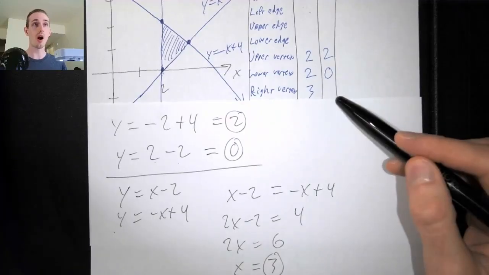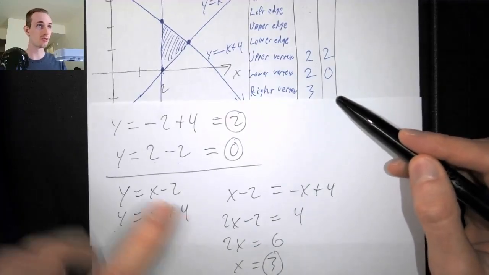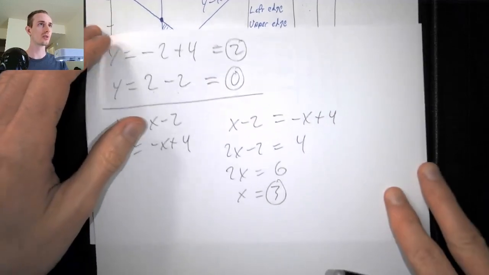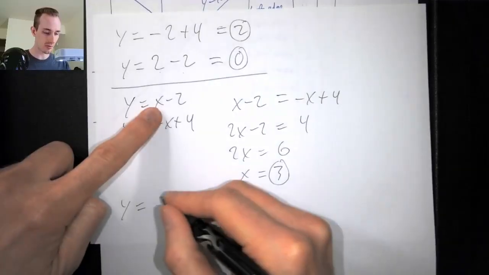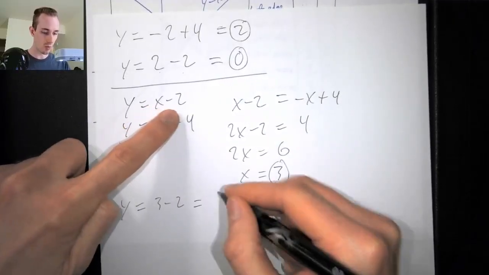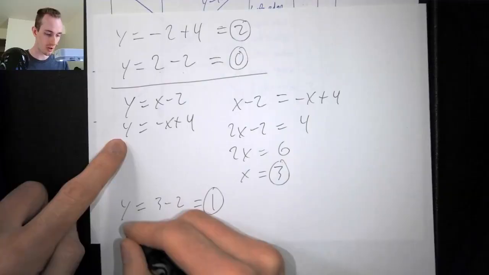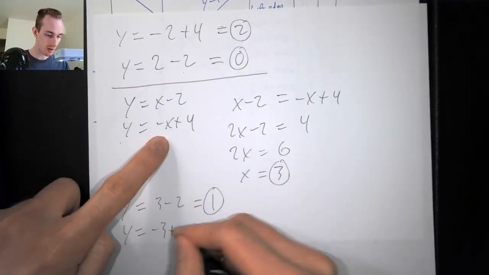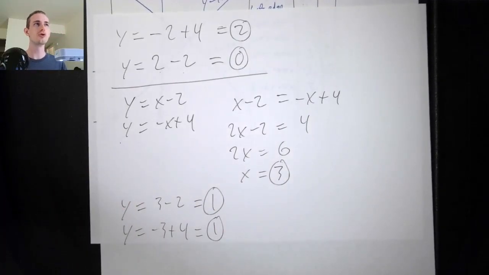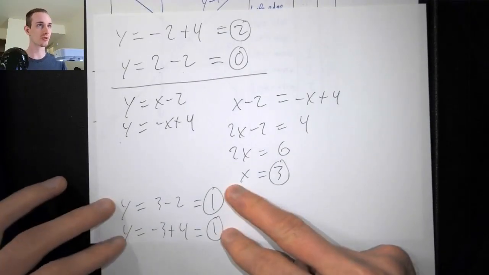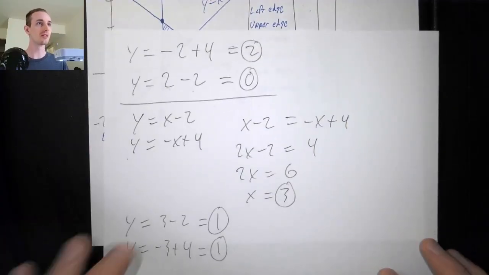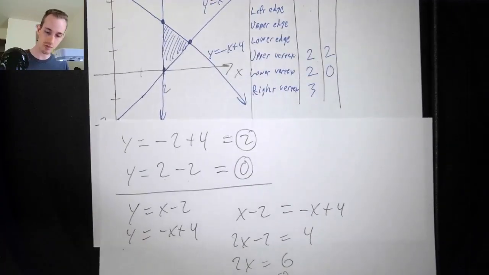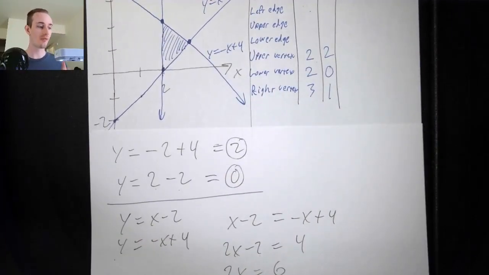Of course, we also need y here, so we can plug x equals 3 into either equation. I'm going to do both just so we can confirm that we have the right answer. So y equals 3 minus 2, which makes 1. Not too bad. We could try the other one, y equals negative 3 plus 4, which is also 1. You should get the same result there because it's the same intersection point. Otherwise, if you get different results, that means you made some kind of mistake in finding x or in finding y. So we can put this in the table. Y is 1 for x equals 3. There it is. And we have all three of our vertices.